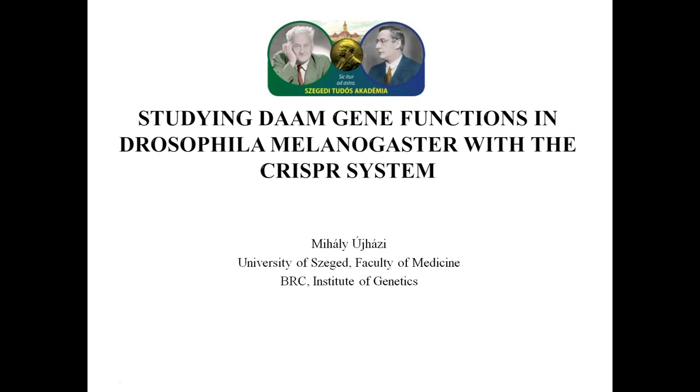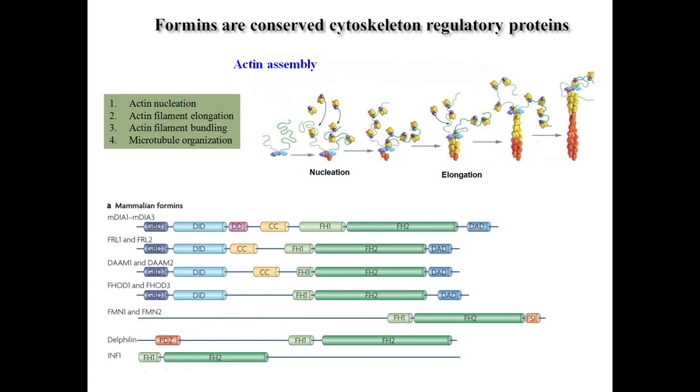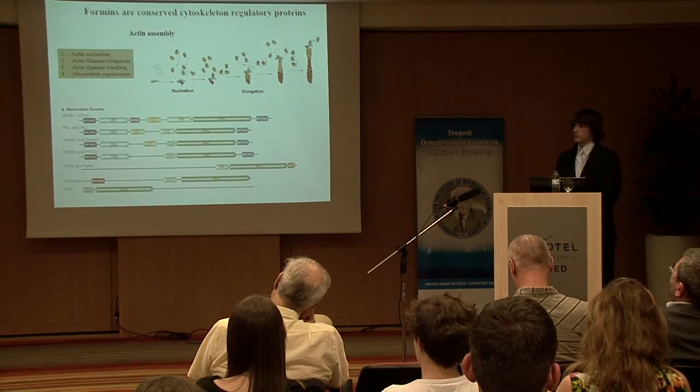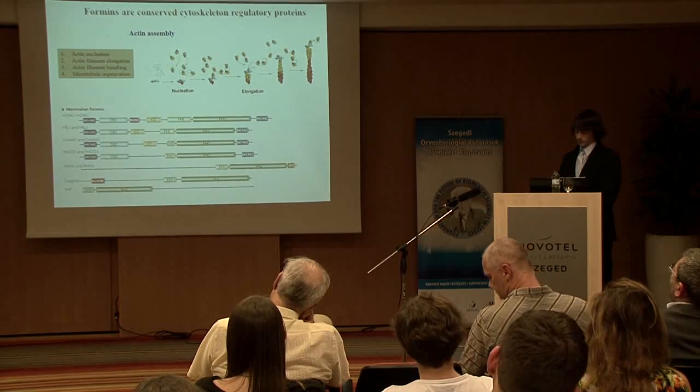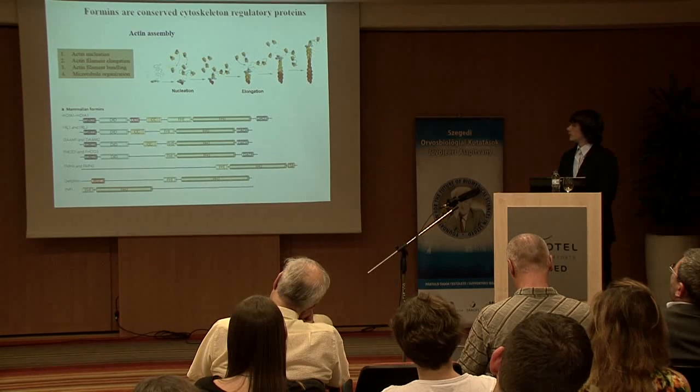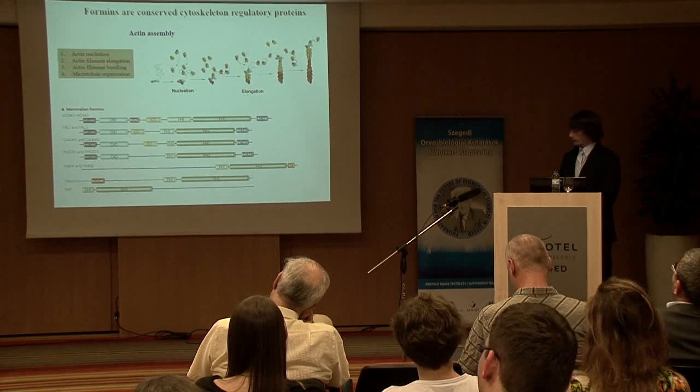Dear audience, my presentation is about studying functions of the Formins type of actin assembly factor in Drosophila melanogaster with the CRISPR system. Formins are conserved cytoskeleton regulatory proteins. They have essential roles in actin nucleation, filament elongation, and bundling, and they also play a role in microtubule organization.